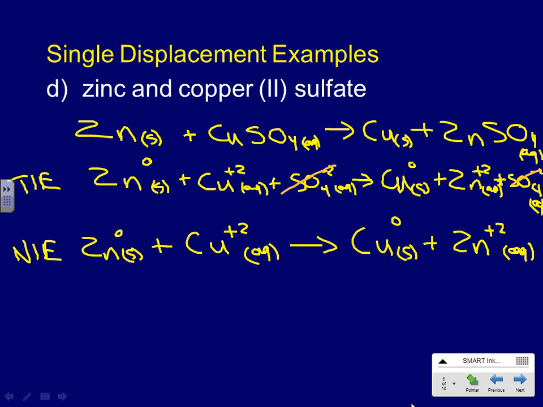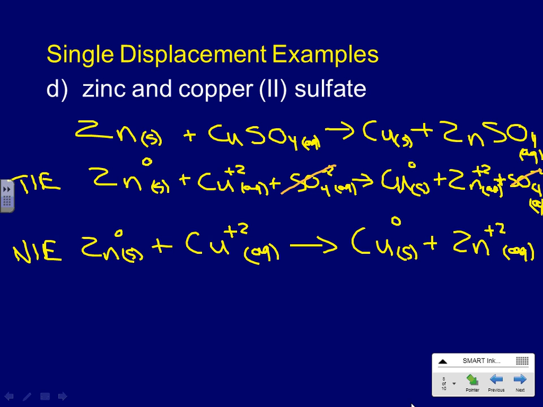Let's think carefully about what exactly happened here. Zinc, which had a charge of 0, was just standing there behaving like a regular atom, and encounters a copper which has a charge of plus 2. After their interaction, copper now has a charge of 0 and zinc has a charge of plus 2. What took place between the zinc and the copper?